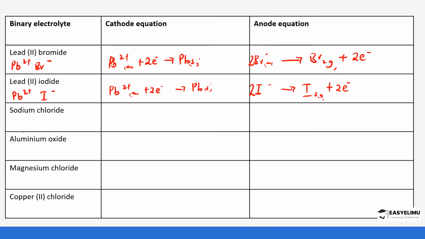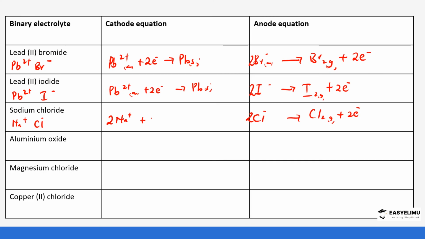And then another example is sodium chloride. So we have sodium ions and chloride ions. So the sodium ions migrate to the cathode while the chloride ions migrate to the anode. At the anode, the chloride ions lose electrons to form chlorine gas, pale yellow, plus two electrons are lost from each ion. So these two electrons are gained by sodium.